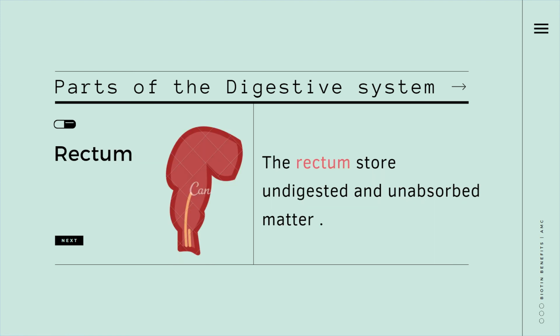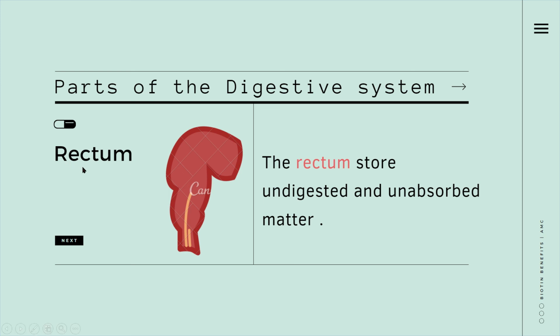Okay, next one. Rectum. Everybody, rectum. Okay. So the rectum stores undigested and unabsorbed matter. So the rectum is the keeper of the waste of our body. After the food is digested, the rectum will be the one to store the waste of the body.